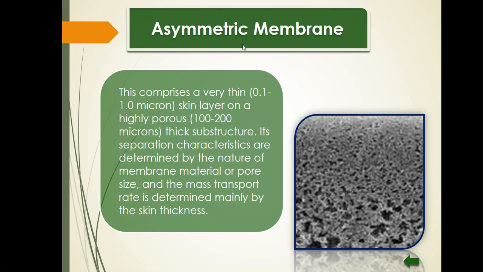So actually, since it's already an asymmetric membrane, it's already a complex or composite thing, wherein you have this thin skin layer on a highly porous 100 to 200 microns substructure. That is your asymmetric membrane as a whole. But the main thing that separates the component, the solute, or that separates the permeate from the rest of the components in the feed, which is supposed to be retained, the retentate, is this thin skin layer.